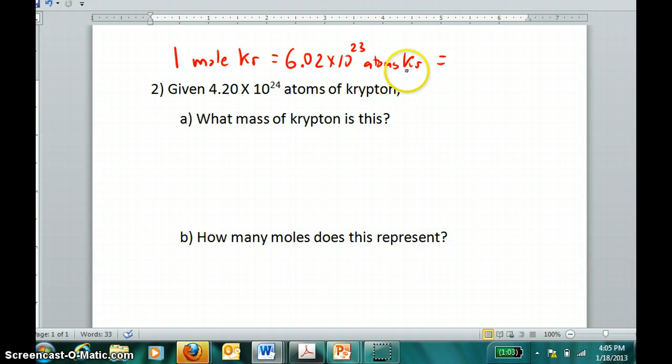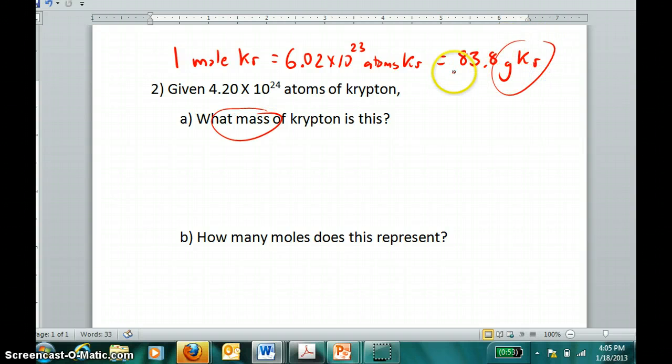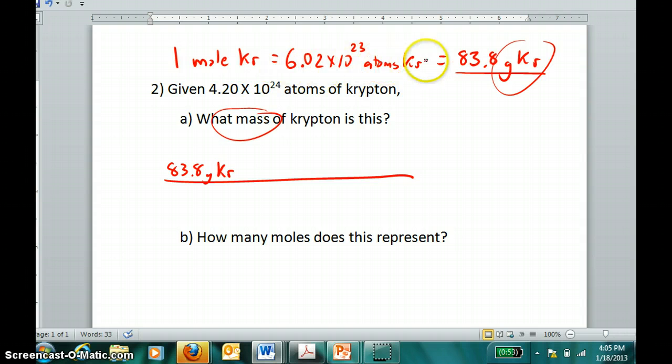And since this is just an atomic formula, I look up the atomic mass, and the atomic mass for krypton is 83.8. And so the gram formula mass of krypton is 83.8 grams of krypton. Now, if I want to find mass of krypton, I'm going to start with this in the numerator of my ratio. And yes, there are 83.8 grams of krypton per 1 mole of krypton or that many atoms of krypton. Now, because I was given atoms of krypton in the problem, I'm going to use this for my ratio denominator. 6.02 times 10 to the 23rd atoms of krypton.